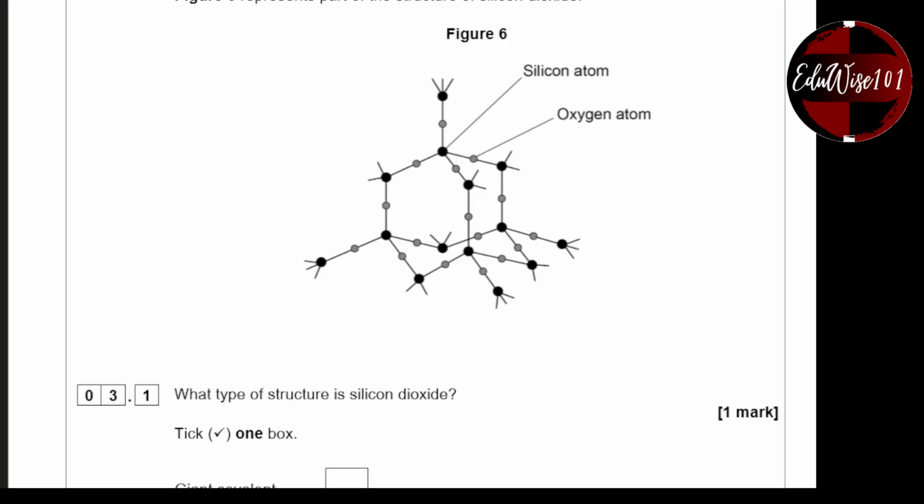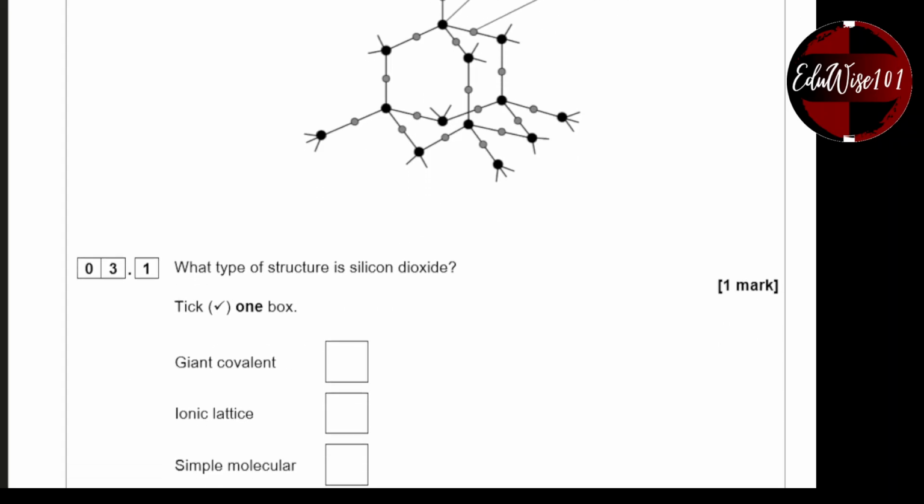Now, if you look at this structure, it's very similar to that of diamond as well. What you call this structure is where they've got three options: giant covalent, ionic lattice, and simple molecular. It is a giant covalent structure. Ionic lattice is for sodium chloride, made from ionic bonding. Simple molecular is like water, oxygen, and so on.